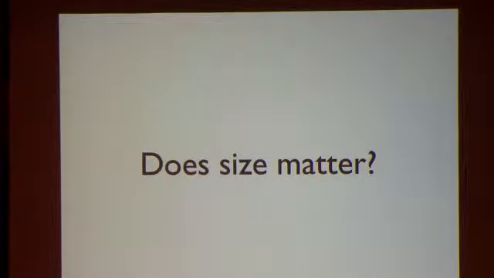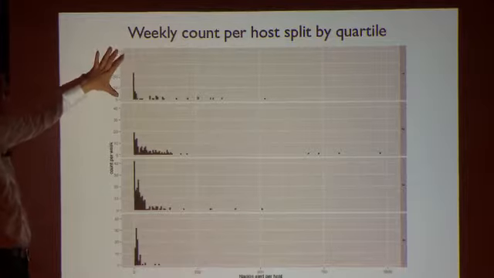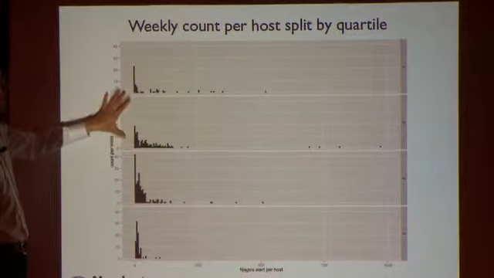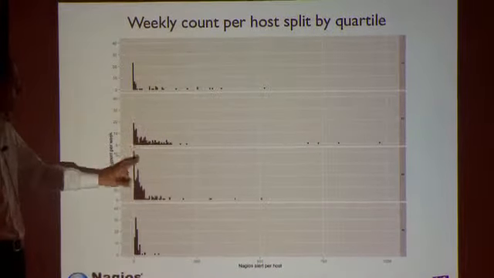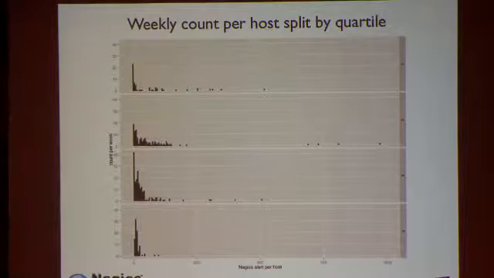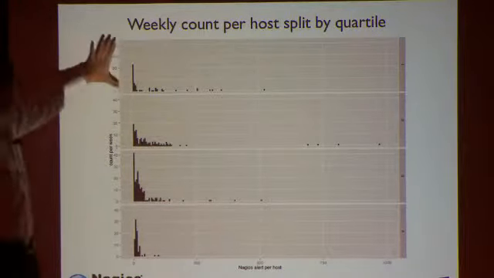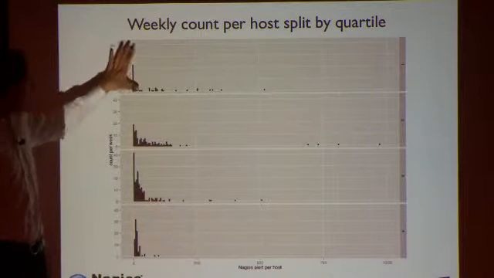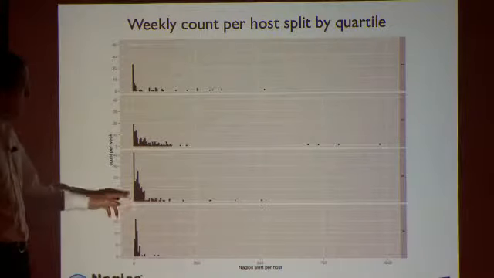So first thing is, does size matter? At least in the case of Nagios. This is the quartile: the first quartile, 20 servers or less, then between 20 and 90, between 90 and 300, between 300 and 500, and over 500. This is the averaging per quartile, from the small accounts to the large accounts. What is the number of alerts per host, or failed checks per host, if you will, and that's their distribution.